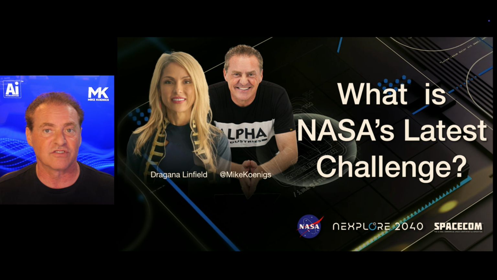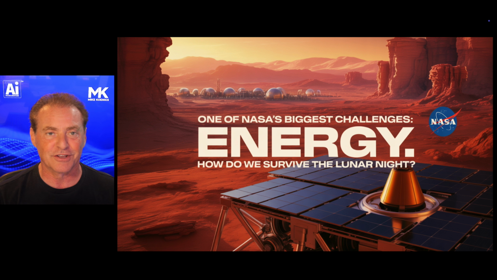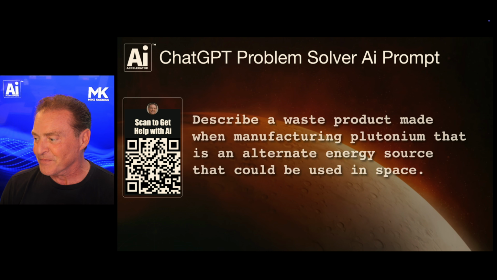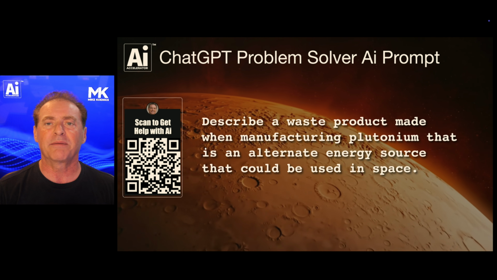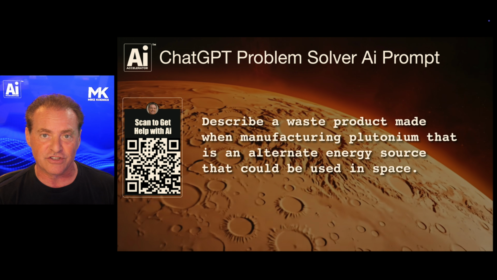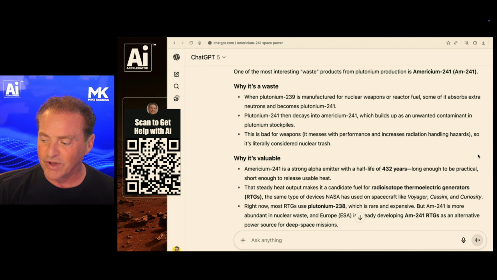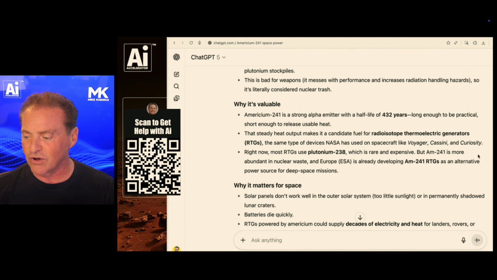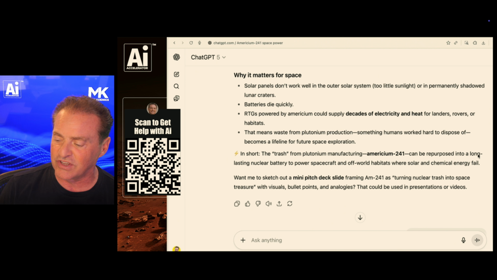All right, so I'm going to give you one more idea here because I want to move into the storytelling side. Because the next question that we got asked is, okay, what's NASA's latest challenge? Really, what's its biggest challenge? It's energy. And one of the things that happened during our little dialogue that AI helped with is Crystal said, oh yeah, I think there's some product that is a byproduct of plutonium that could be an alternate energy source. So I just typed that into ChatGPT in real time. And sure enough, we got this report about what it is. And one of the byproducts is americium-241.